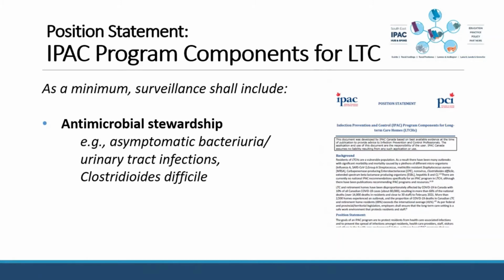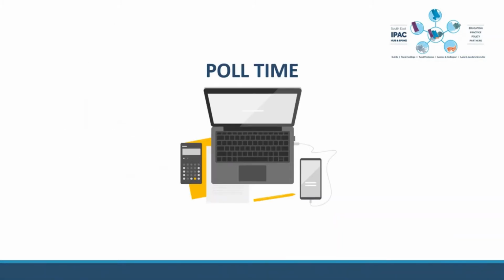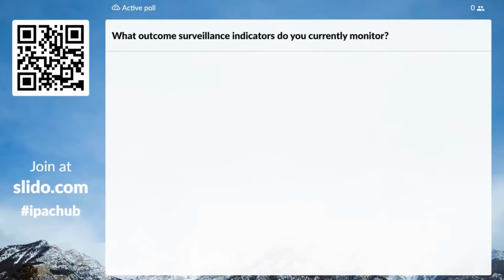So I'll turn it over to Sarah for some more interactive Slido components. All right, thank you. So like we said, we're going to go into some more Slido questions here. So it's going to be a couple of polls right now. So the first one is going to be about outcome surveillance. So the first question will be, what outcome surveillance indicators does your home currently monitor? So for outcome, we're thinking residents' health status, and we're thinking about healthcare associated infections. So what outcomes are you looking for?